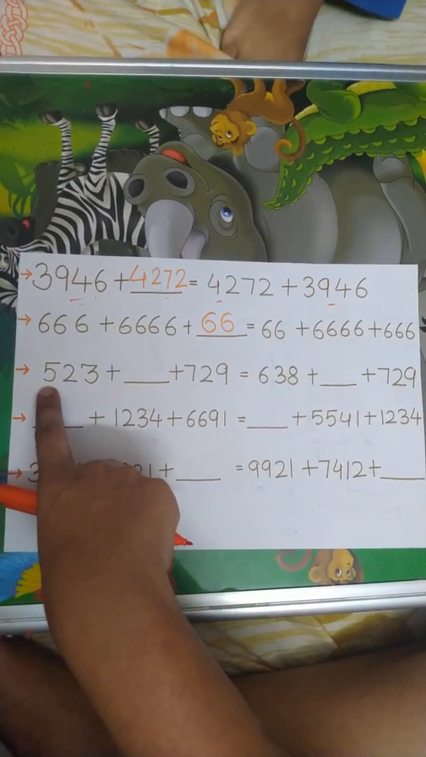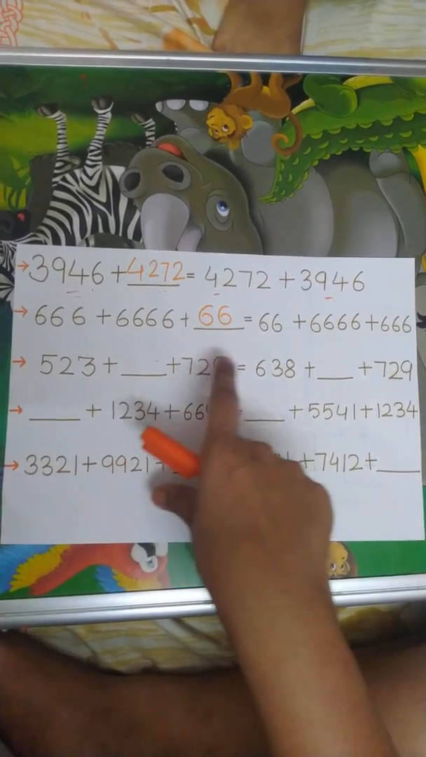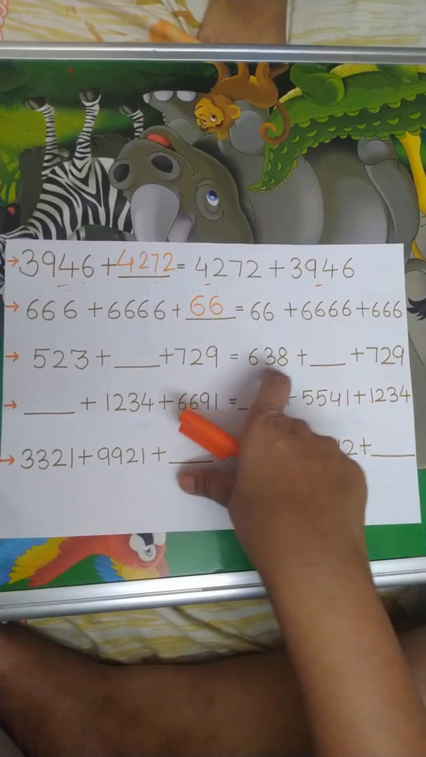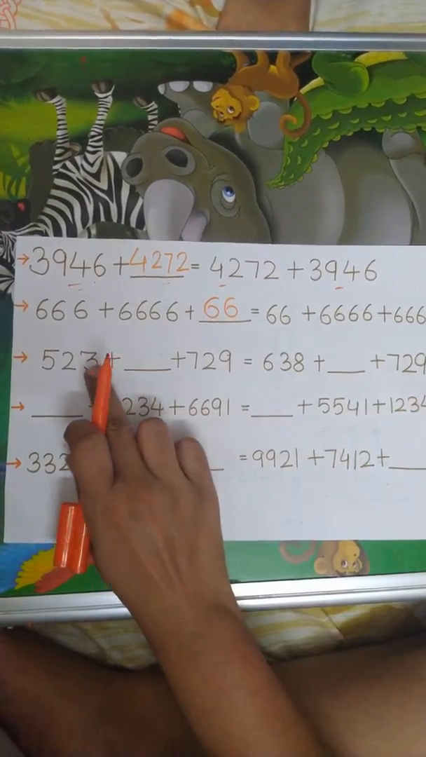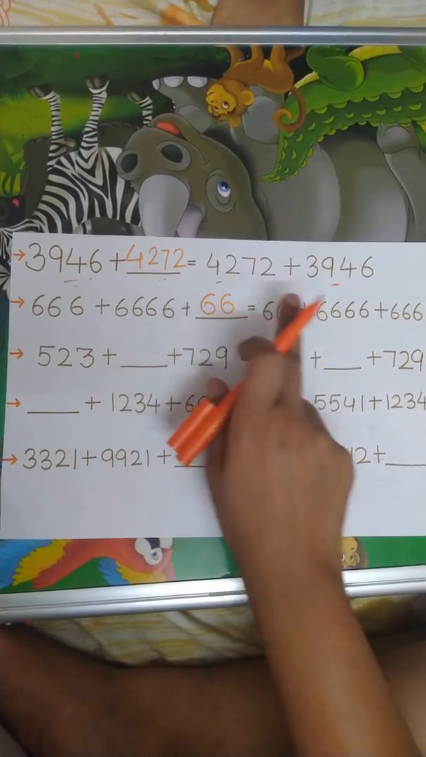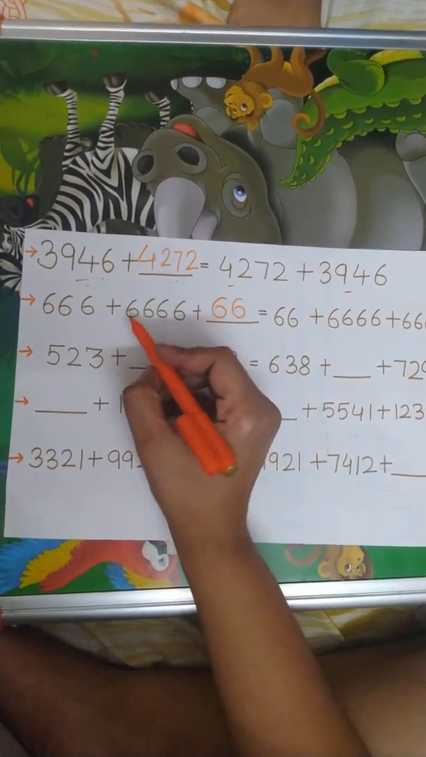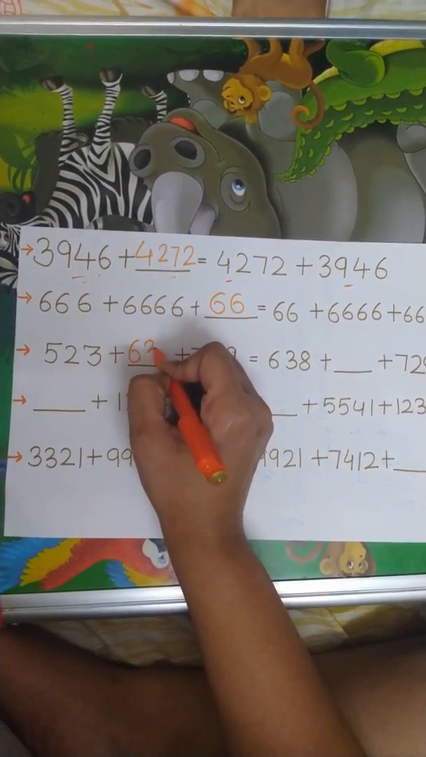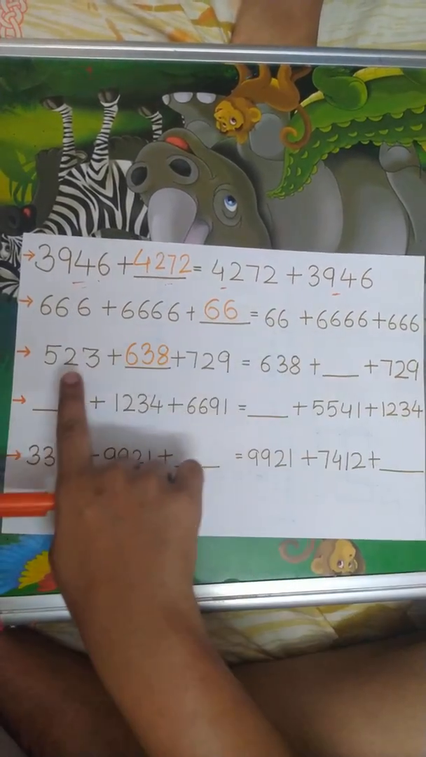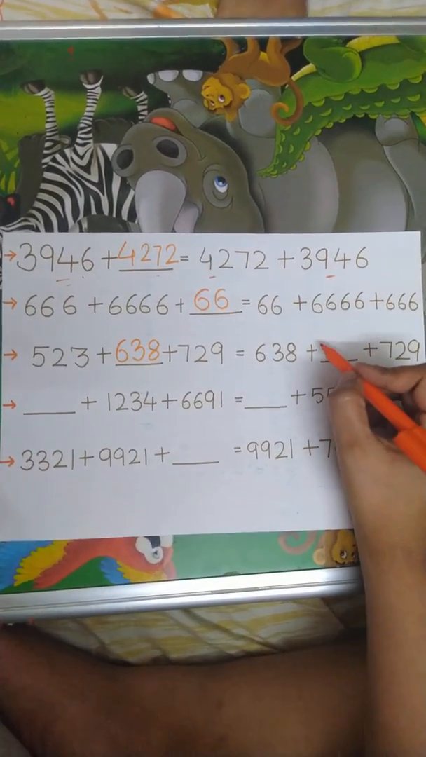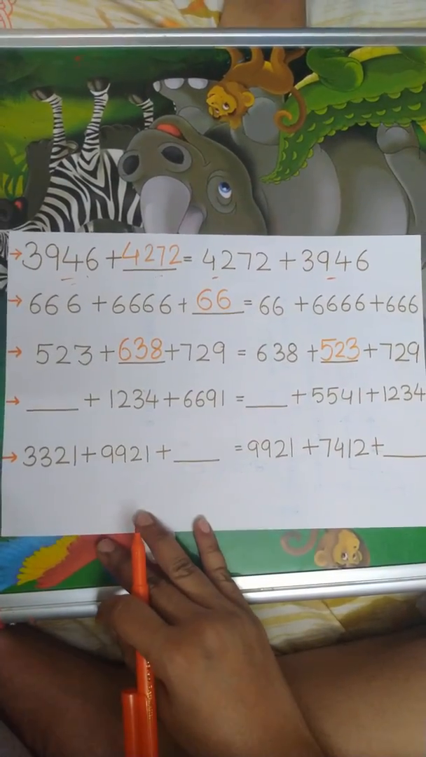So like here I have 523 plus dash plus 729, fine, equals 638 plus dash plus 729. Very easy. Here there is one dash, but on the right hand side I have this new addend over here. So I will take this addend and write here. And here which addend is missing? Yes, 523. Easy.